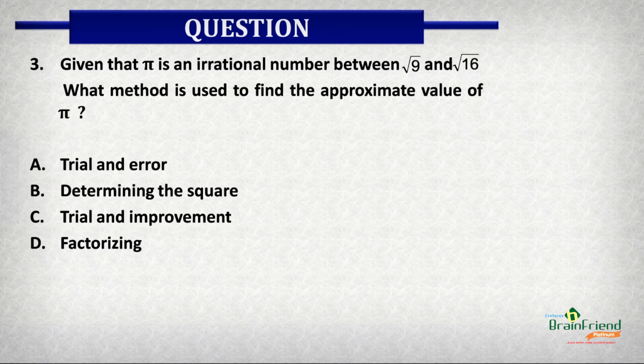And lastly, question 3. Given that pi is an irrational number between √9 and √16, what method is used to find the approximate value of pi? A, trial and error. B, determining the square. C, trial and improvement. D, factorizing. The correct answer is option C, trial and improvement.